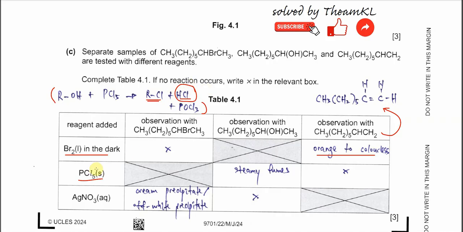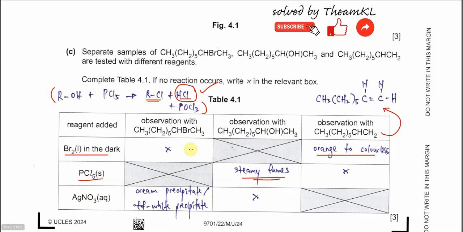When we put the PCl5 with the alcohol, because there is an OH group here, it will react in this way and it will form HCl. That's why you see steamy fumes. For the CC double bond, means this compound, observation with this, it will not really react. You just put cross here.